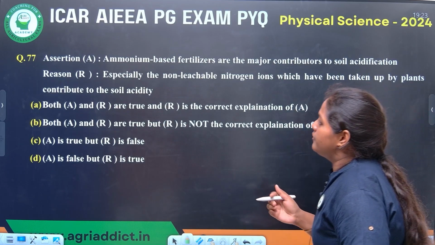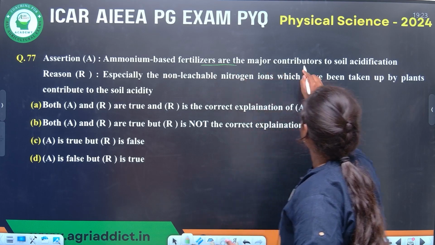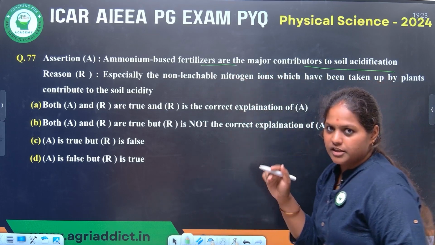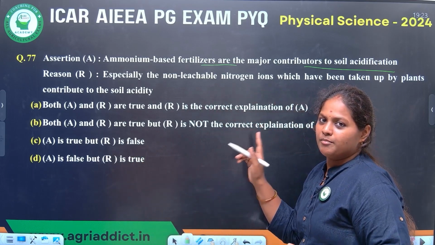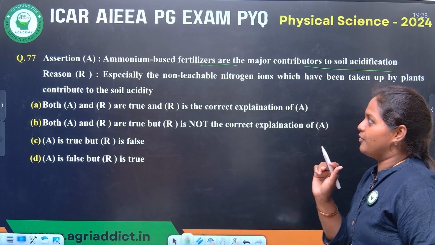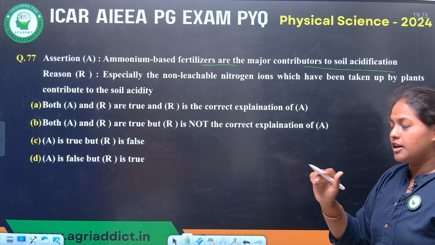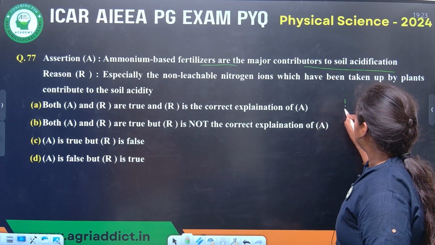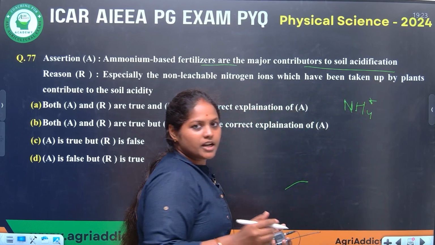Question number 77. Assertion: Ammonium based fertilizers are the major contributors to soil acidification. To answer this question, you should know soil science well, particularly from the soil chemistry point of view. Ammonium based fertilizers, which cation are they releasing there? Ammonium. Ammonium cation will be released by ammonium containing fertilizers.